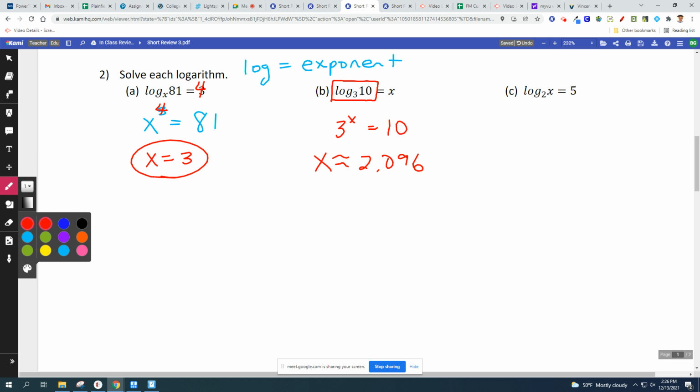Next one, log base 2 of x equals 5. So that one, base 2, exponent 5 equals x. We can do that in our head. We don't need a calculator. 2 to the 5th is 32. X equals 32.